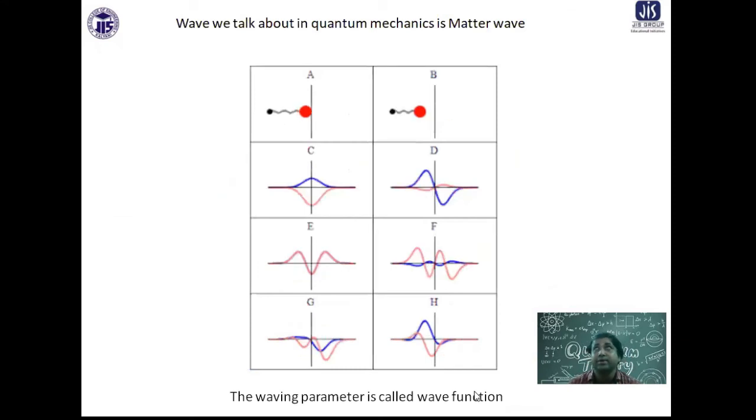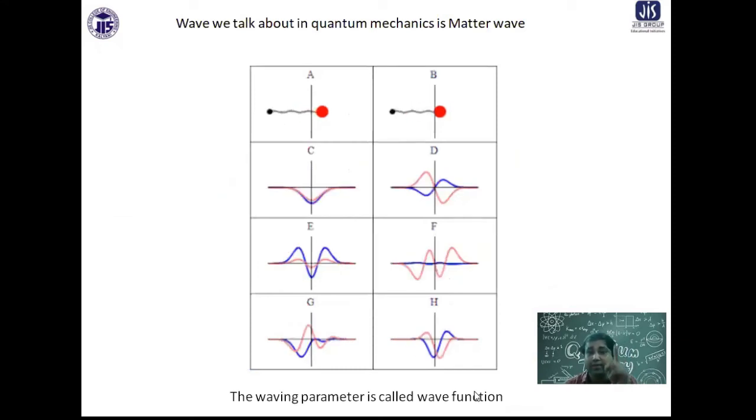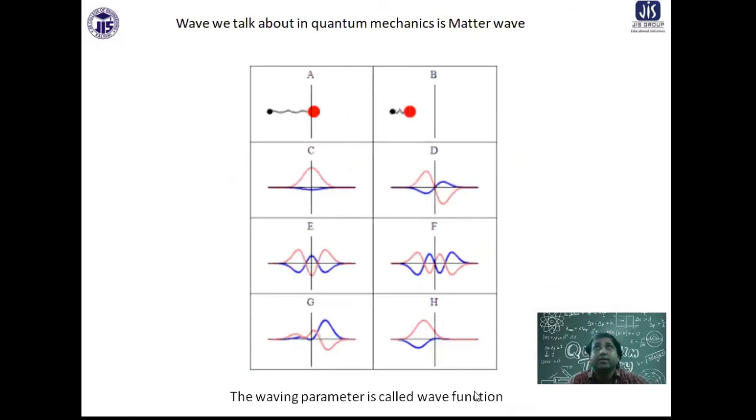Suppose a matter is moving. At a given point, that is a vertical position, as the matter is moving, the chance of finding the matter is changing, because it is moving. That's a very easy, common concept. If you only stick to the point, say the vertical line, at that point, how the red ball is moving.